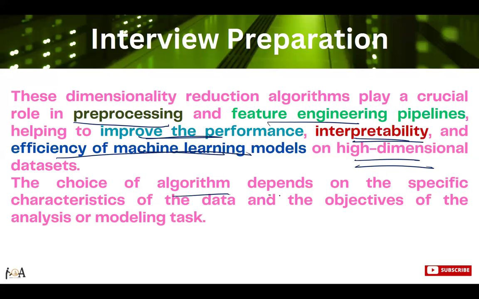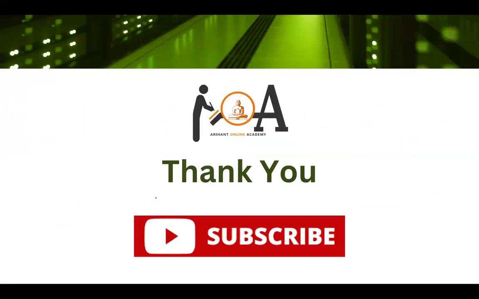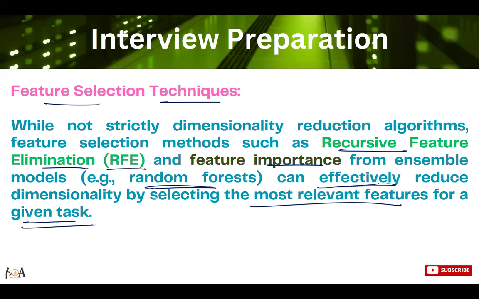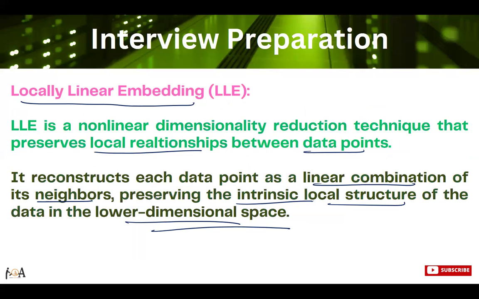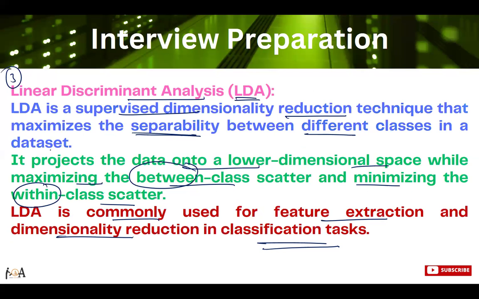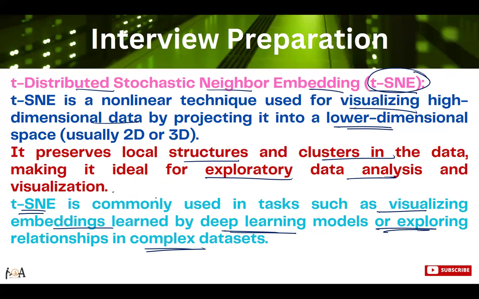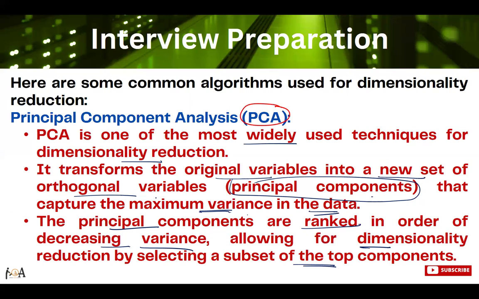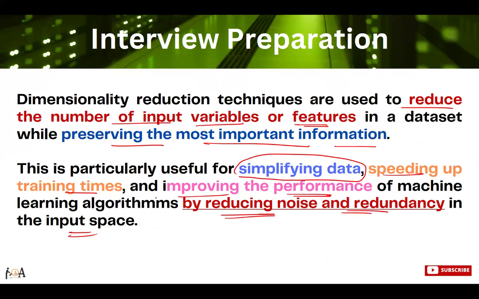The choice of algorithm depends on the specific characteristics of the data and the objectives of the analysis or modeling task, right? So I hope this question on dimensionality reduction techniques is clear. The question was how many different dimensionality reduction techniques are there. So one is the feature selection technique, locally linear embedding, isometric mapping, autoencoders, linear discriminant analysis, t-distributed stochastic neighbor embedding, and principal component analysis, all about reducing the number of input variables and features while preserving important information for simplifying data, speeding up the training time, and improving the performance, right?